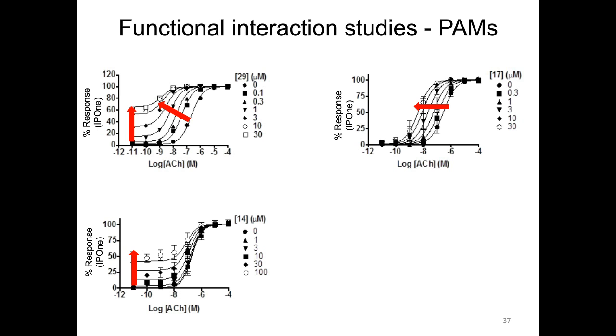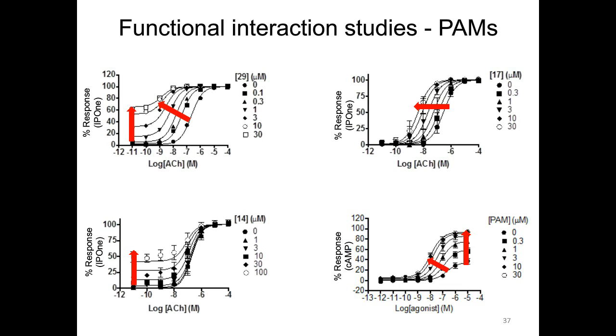And then in this last example, this is actually an example now using a cyclic AMP assay measuring the output of a dopamine D2 receptor. What we can see is that we have both robust potentiation of agonist potency, but also agonist efficacy. So what we want to be able to do is quantify these different behaviors.